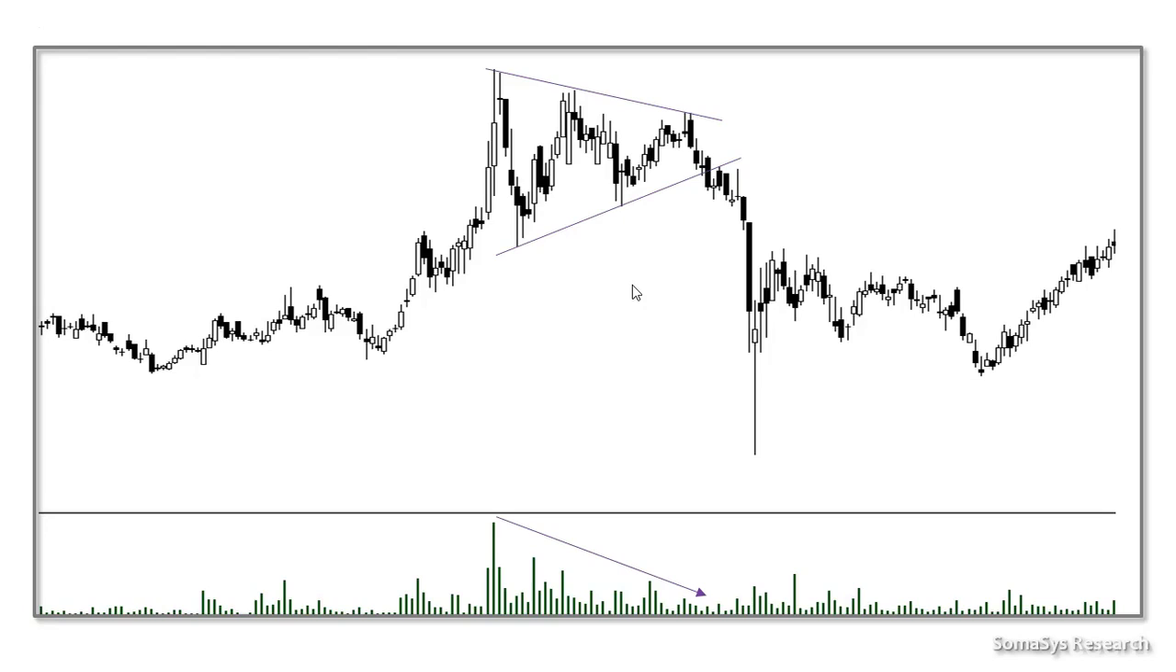Now the targets, and we have two methods to calculate. First, measuring the widest distance of the triangle and subtracting the same from this breakout point, or else we draw a trend line parallel to the pattern's trend line that slopes in the direction of the break. The extension of this line will mark a potential breakout target.